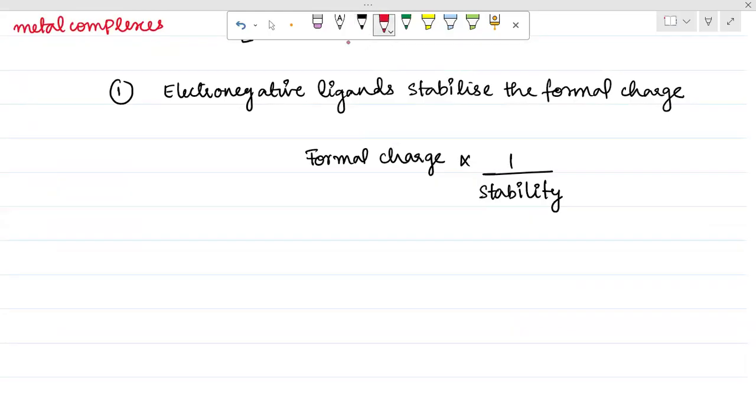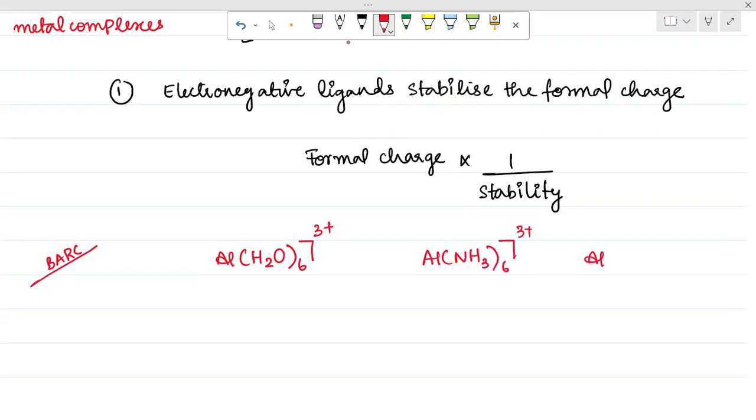So you note down a question. This was asked in one of the exams, BARC. Okay, so you have to compare the thermodynamic stability of [Al(H2O)6]3+, [Al(NH3)6]3+, and [AlF6]3-. Sorry, that is [AlF6]3-. Okay, so you have been given three non-transition metal complexes with different ligands. So you have to know which one among these is the most stable.